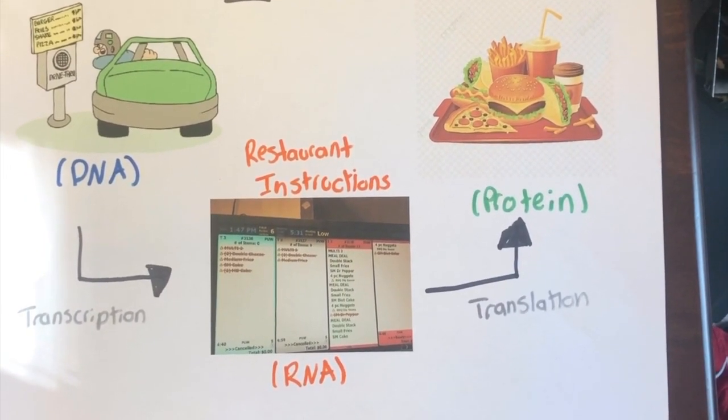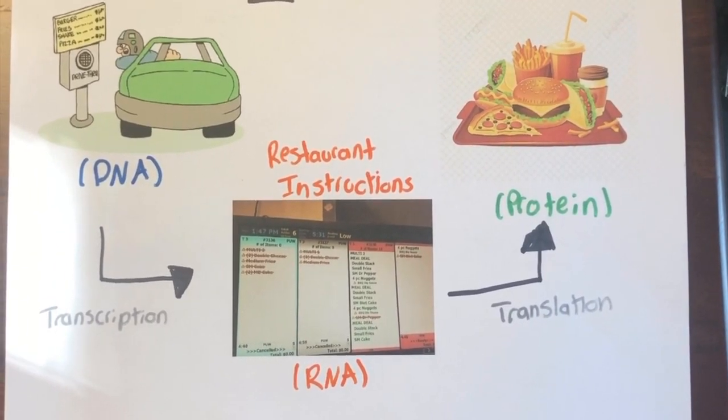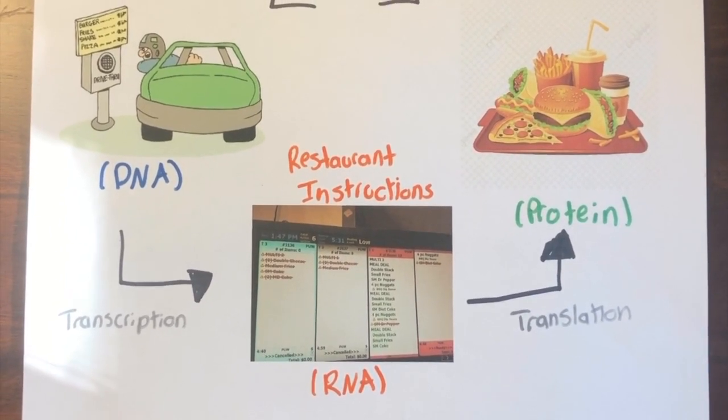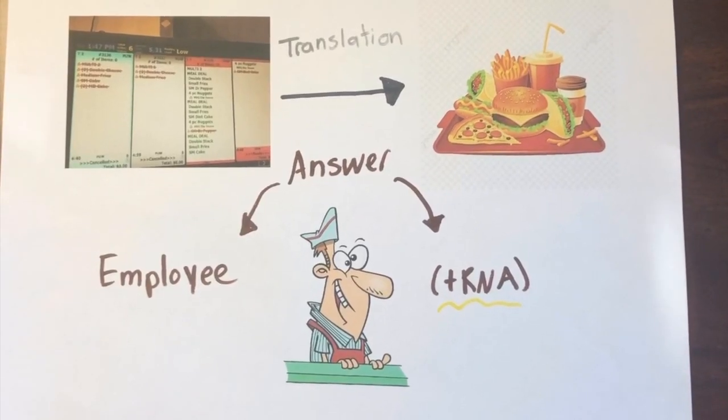Your verbal order represents the original message within DNA. This order is transcribed into the visual instructions for the restaurant. This intermediate step would be the messenger RNA. That provides the template for the order, which represents our protein. How do the visual instructions become the food?